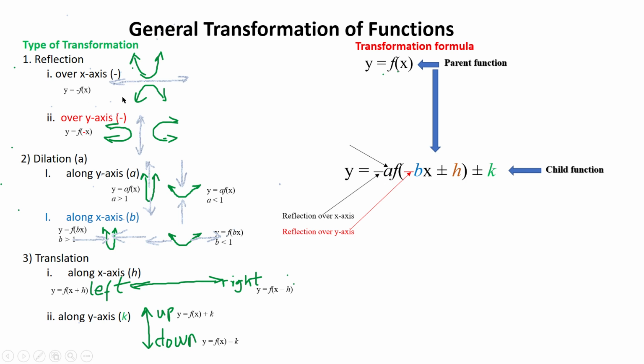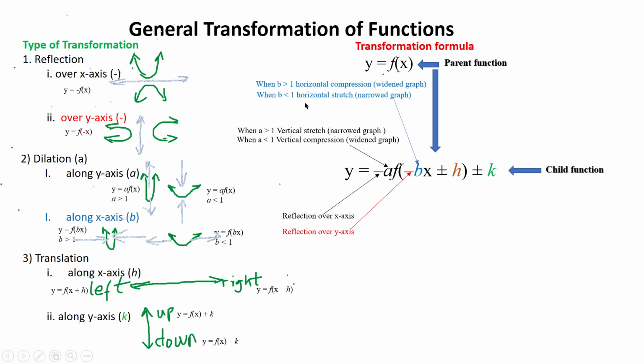The letter a, as I've said earlier, could be either less or greater than 1. If it is greater than 1, we have a vertical stretch along the y-axis, meaning a narrowed graph. When a is less than 1, we have a vertical compression, a widened graph. Now let's look at b, placed directly inside the parenthesis in front of x. When b is greater than 1, we have a horizontal compression, a narrowed graph. When b is less than 1, we have a horizontal stretch, a widened graph, as you see right here.